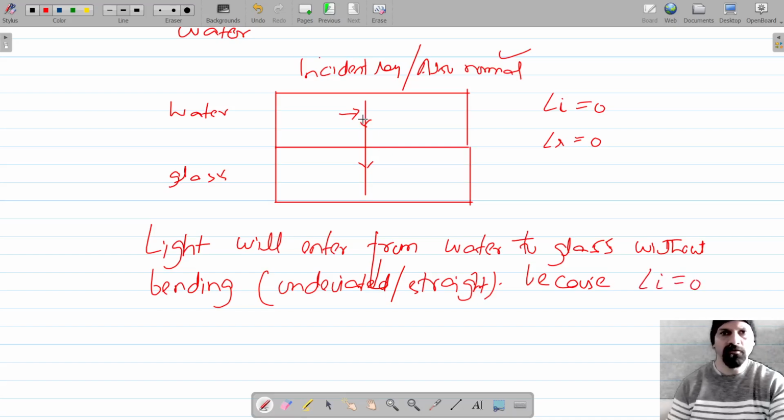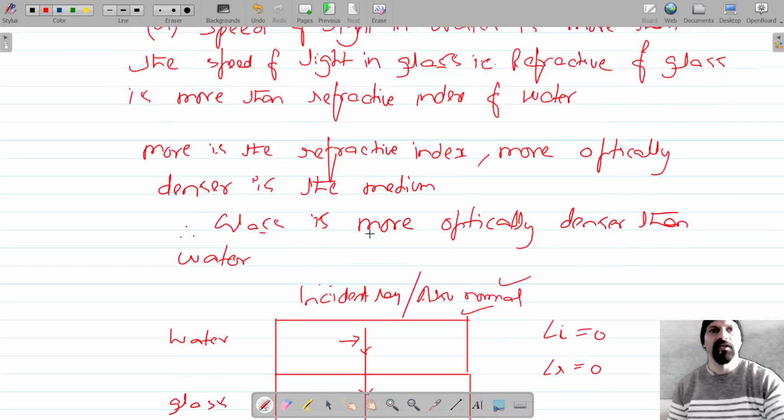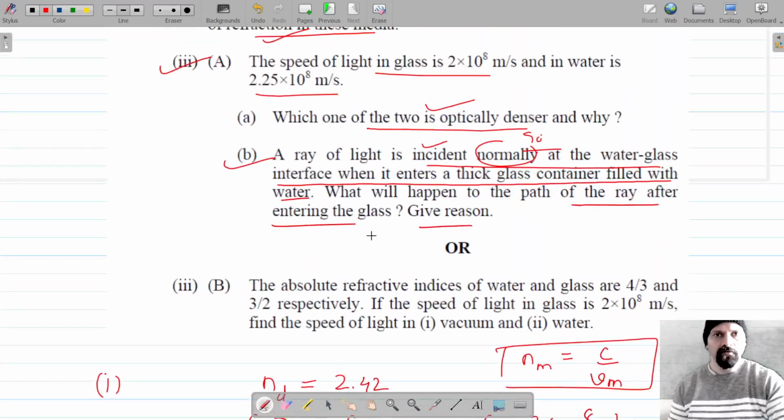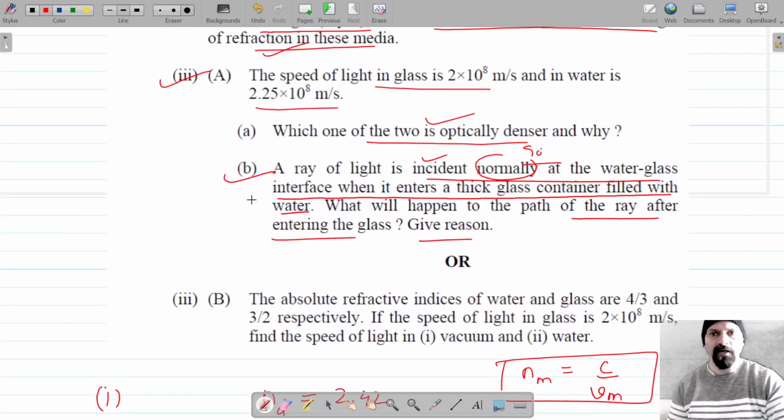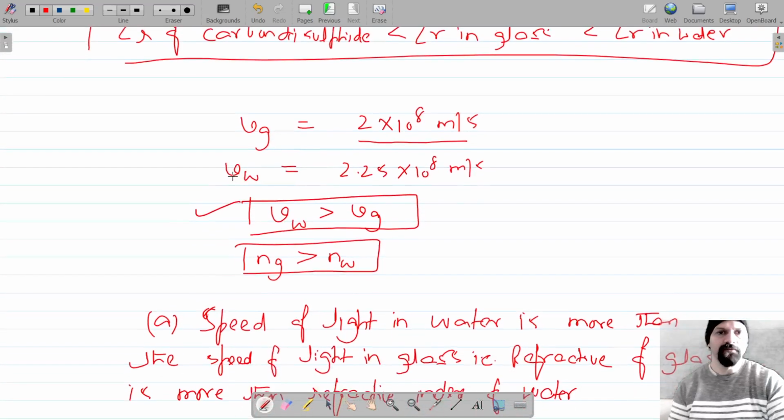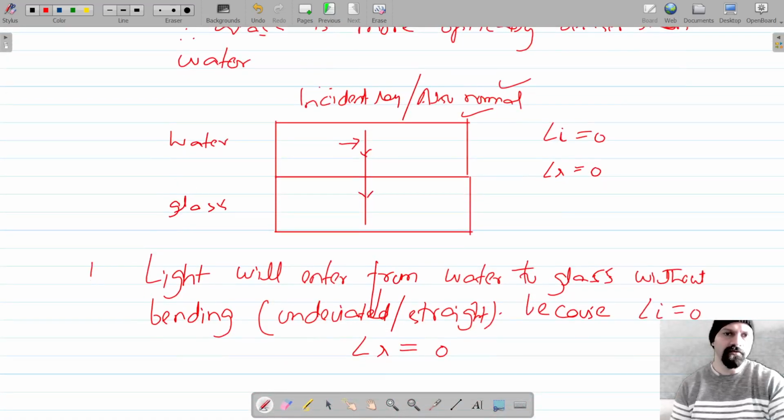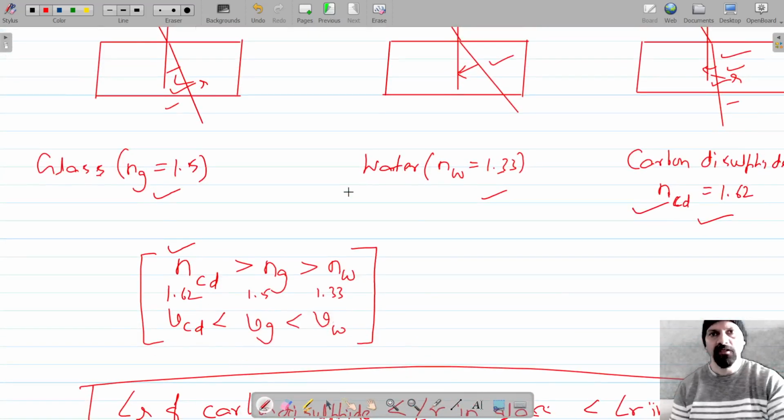Angle of incidence is equal to zero because the incident ray is also the normal, and angle of incidence is the angle between the incidence and the normal. So both are same. So that means angle of incidence is equal to zero, which gives us angle of refraction is equal to zero. So it will go without bending. And this was the answer for B part. So this was the B part. This was the A part, and this was the B part. I've explained this using diagram.